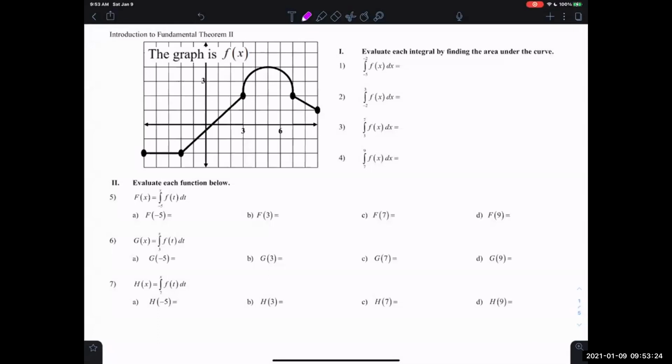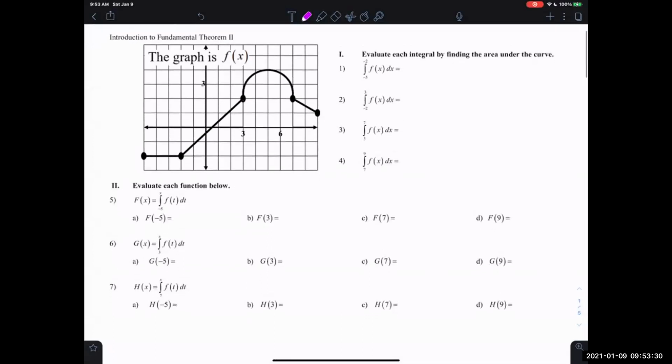I am coming to you with section 5.4, and we're going to be going over the fundamental theorem of calculus today, part 2. So this is section 5.4. There'll be a separate video for part 1. I'm just going to go ahead and get right into it, only because I want to keep this on the shorter side if I can.